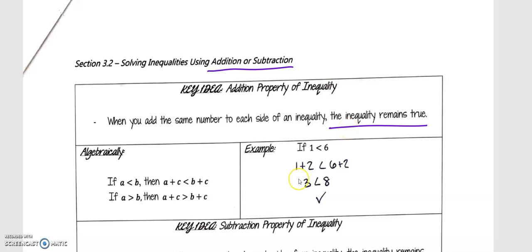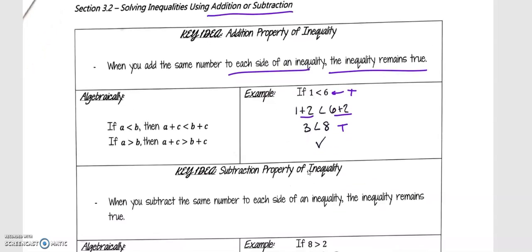It means, in an example, if I have an inequality like this, it says 1 is less than 6. If I add or subtract a number to both sides, look, I'm adding 2 and adding 2. Before it was 1 is less than 6, that's true. And now after I add 2 to both sides, I get 3 is less than 8. Well, guess what? It's still true. So that's just what this is meaning.